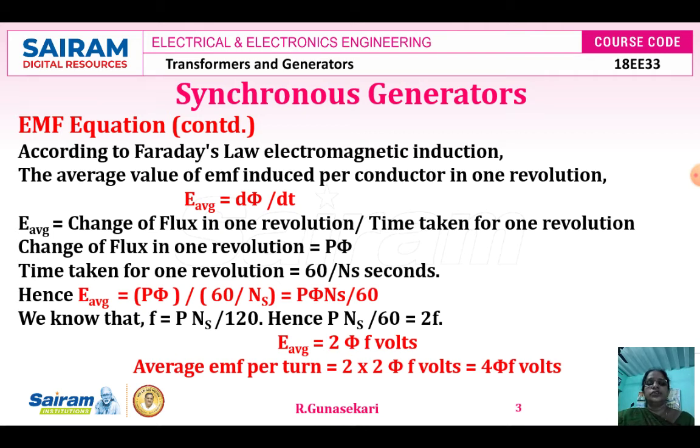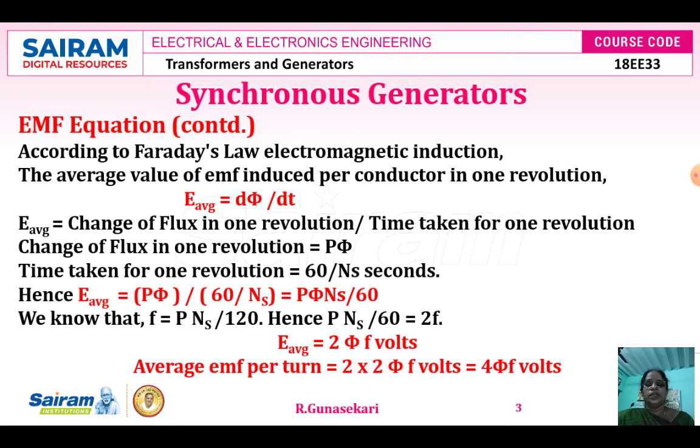So the change of flux in one revolution is equal to the number of poles multiplied by the flux, that is Pφ. The time taken for one revolution is equal to 60 divided by Ns, where Ns is the synchronous speed, and the unit is seconds. So the change of flux in one revolution and the time taken for one revolution, those values you can substitute in E average equal to dφ/dt. Finally E average is equal to Pφ divided by 60/Ns. Now we are getting PφNs divided by 60.